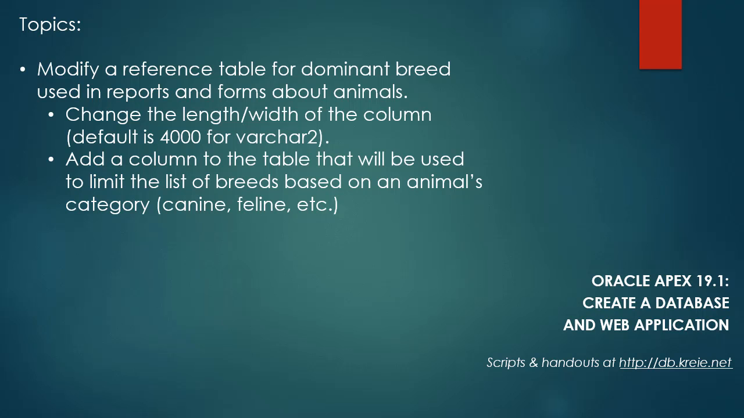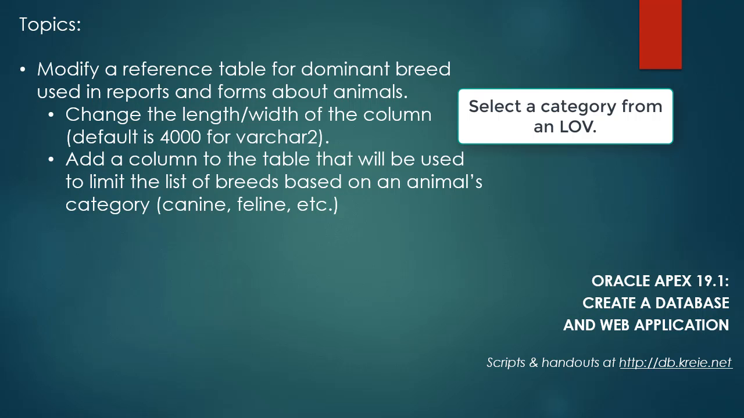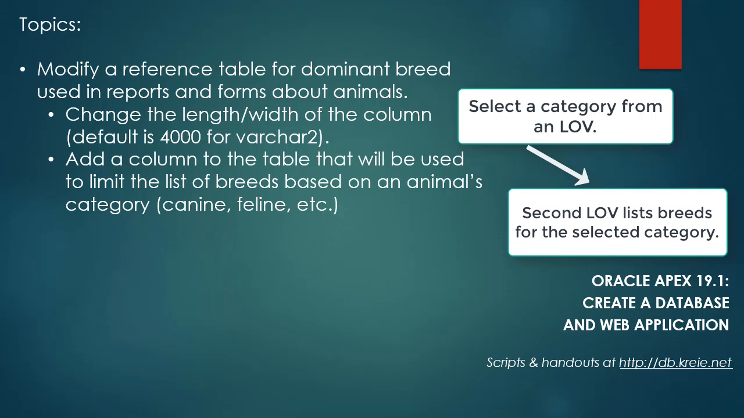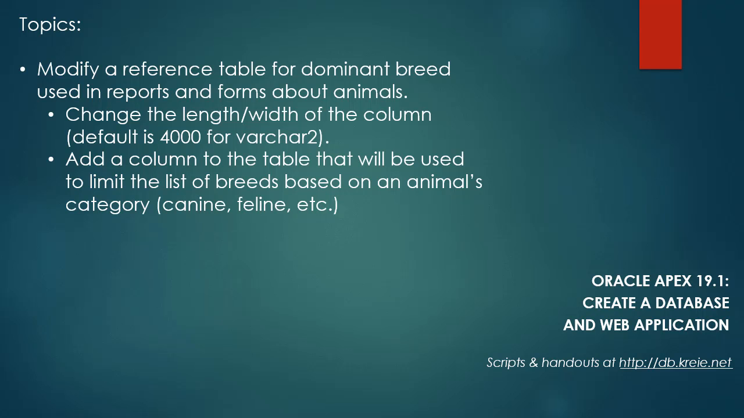We're going to add another column to this table for animal category because with that added, we can create a pair of LOVs that operate together, where if you select an animal category such as canine, then in the next LOV, you only see the canine breeds.